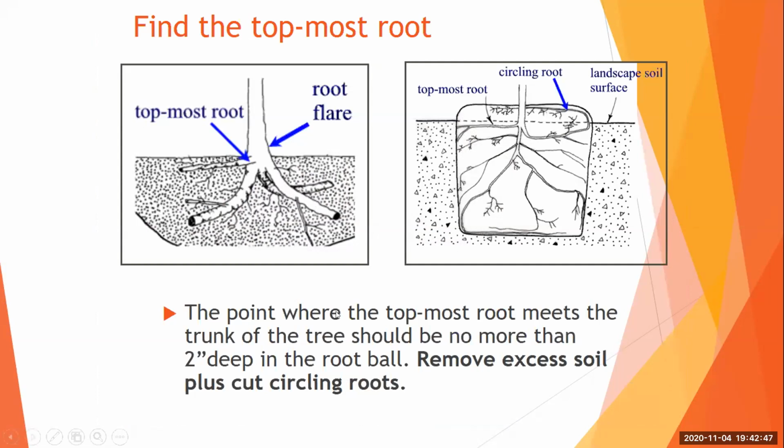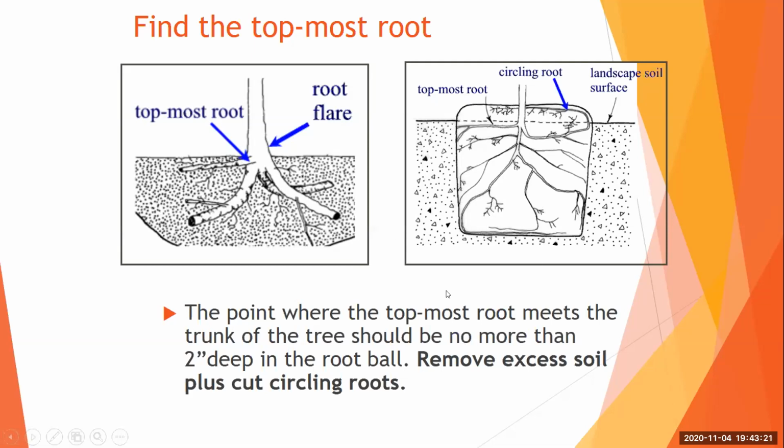Right, so when you're going to do the installation, the first thing you need to do is to find this type of root, the topmost root, the big one. You need to find that, and that root has to be at the same level as the soil. In this case, it's too deep. So what do you need to do? You need to remove the soil to see the root, and that's the best way to plant it.